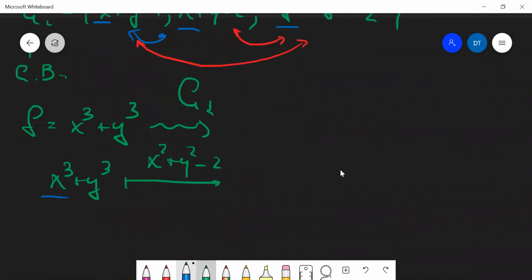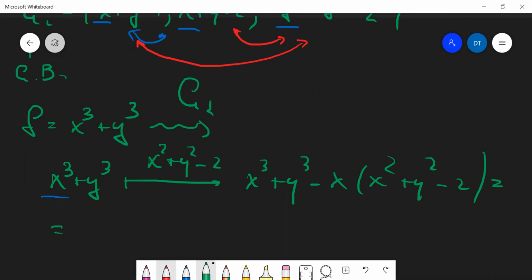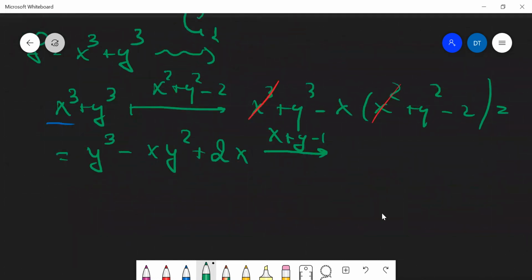I want to do this explicitly in order to explain how it works. x cubed plus y cubed minus x times x squared plus y squared minus 2. So we cancel these terms, and we will get y cubed minus xy squared plus 2x. Okay, and now I want to reduce this by x plus y minus 1. This simply means that I replace x by 1 minus y, so I will get y cubed minus 1 minus y times y squared plus 2 times 1 minus y.